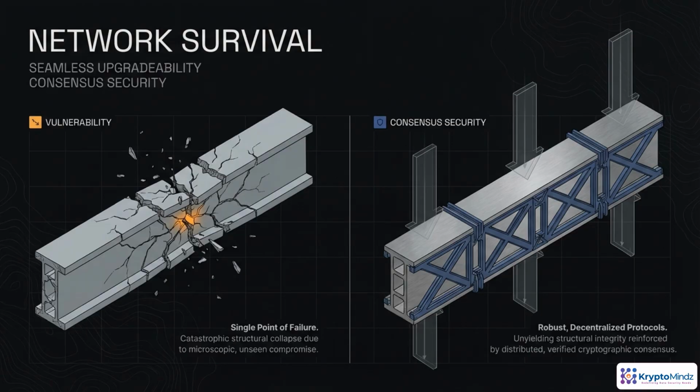When you design a blockchain, you're really designing how the network survives failure and upgrades over time. A traditional monolithic system has a single point of failure. One microscopic bug, one misconfigured node, or one privileged admin can compromise the whole thing. Cosmos takes the opposite approach. Consensus is decentralized, cryptographically enforced, and modular. The chain's structure is reinforced by many independent validators, all verifying the same rules. As we go deeper into CometBFT and ABCI++, keep this mental model in mind. You're engineering structural integrity, not just writing business logic.